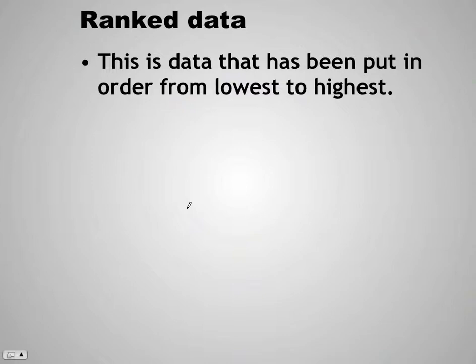So ranked data, we already referred to this. This is data that has been put in order from lowest to highest. Sometimes we call it sorting, sort, ascending. Ascending would be lowest to highest. If we say sort descending, then we say highest to lowest. So Excel spreadsheets will be able to sort data for you, which is good. And your TI calculators can also sort data.